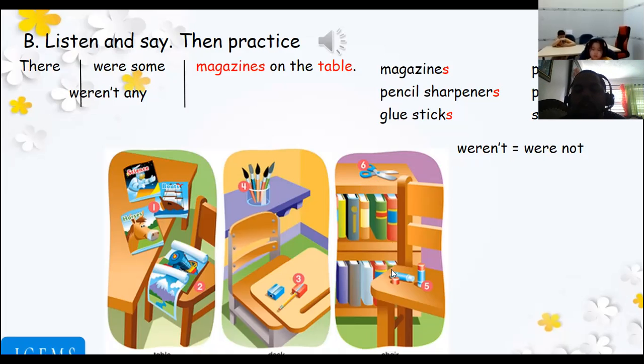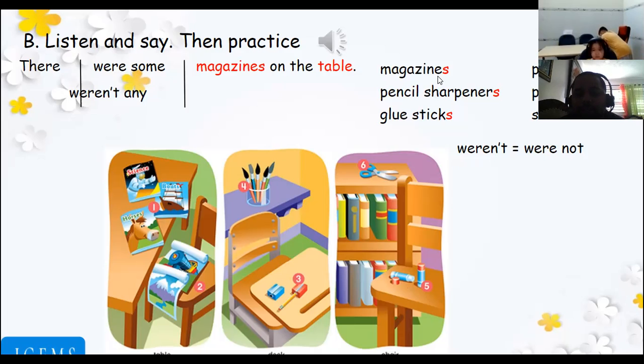So what about on the table? On the table there were glues. There were glues on the table. Okay, so now let's repeat those vocabulary words in the plural.